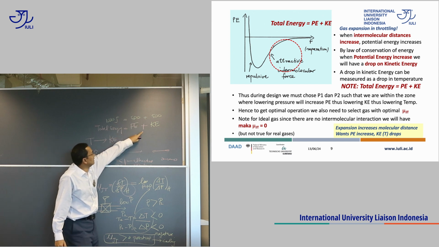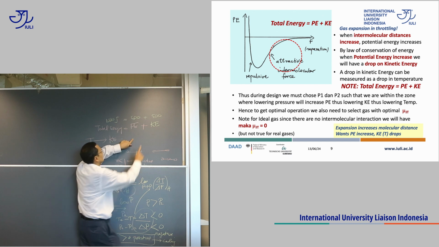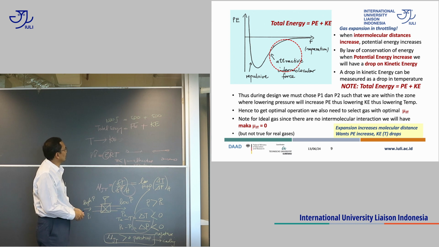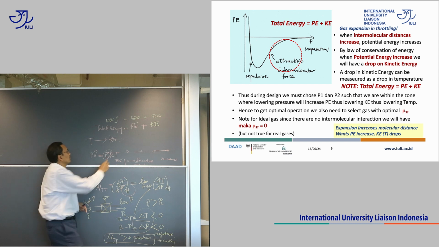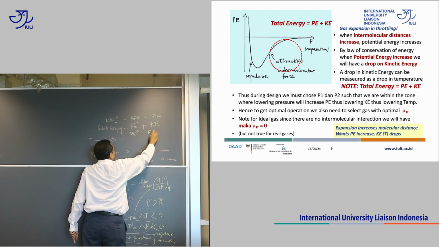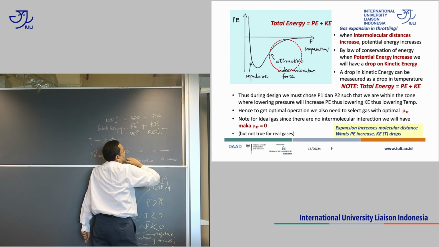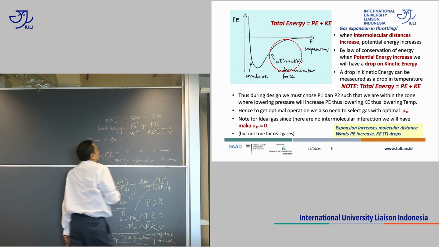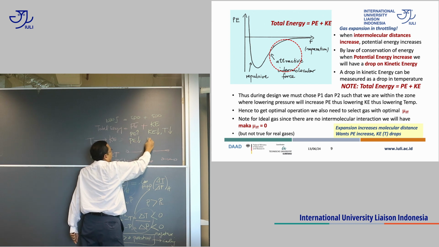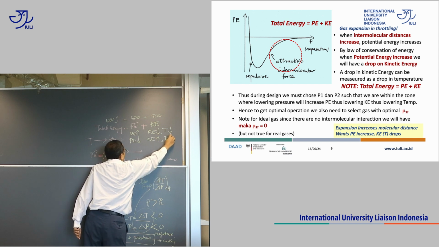So if potential energy is decreased, then kinetic energy must increase, right? If we have lower potential energy, then we have increased kinetic energy. So if PE increases, then KE must drop, meaning T must also drop. Same thing the opposite: if PE is dropping, then kinetic energy must increase and T should also increase.